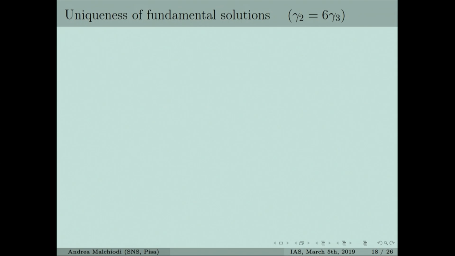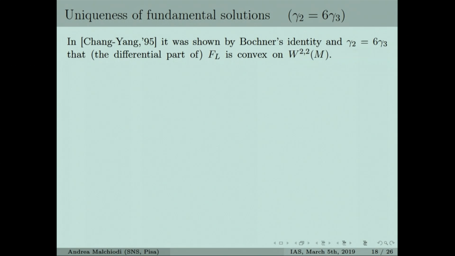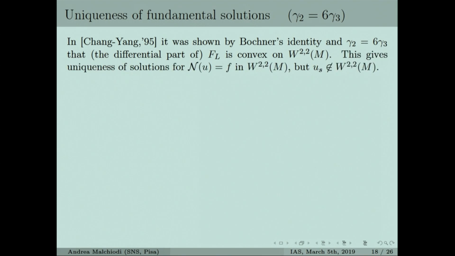So this applies to the determinants of the conformal Laplacian. In this case, there is work by Alice and Paul. They use a Bochner identity and this special relation between the coefficients to show that the energy is actually convex if you work in W^{2,2}. So it means that if you look for an equation of this type, N(u), that operator, equal to some, say, smooth f, then you find a unique solution in W^{2,2}. It's a convex function, so you have a unique minimum.